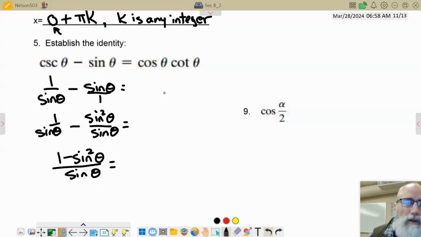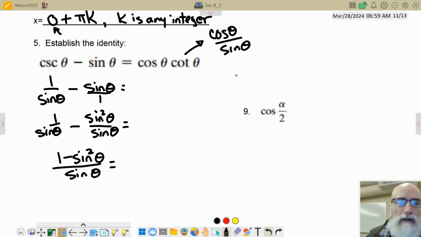Okay, so now let's think about that for a second. And sometimes you've got to take a peek back at what you're trying to get. Boy, I don't see a cosine over here. And remember cotangent. Now you might say, well, hey, wait, you're messing with the right side. No, I'm just picturing in my head what the cotangent is. The cotangent is cosine theta over sine theta, right? So really what I want in the numerator is cosine squared, and I want a sine theta in the denominator. Well, look, I got the sine theta in the denominator.